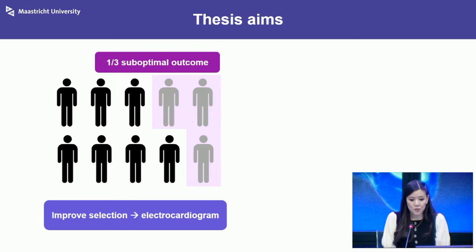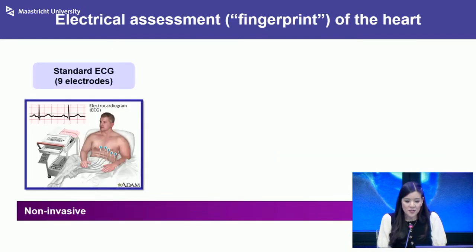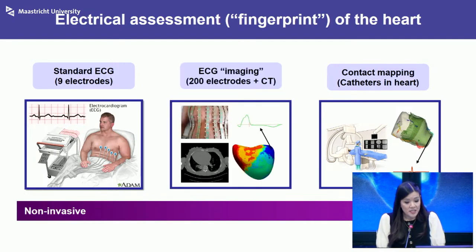To identify patients who benefit the most from cardiac resynchronization therapy, it is crucial to identify the underlying electrical fingerprint. There are various methods to characterize this electrical fingerprint, ranging from the well-known ECG, which involves the placement of 9 electrodes on the chest, to contact mapping, which is an invasive technique that involves the placement of catheters in the heart. ECG imaging is a more intermediate approach that involves approximately 200 chest electrodes, a CT scan, and a mathematical model that can reconstruct the electrical activity on the heart without really going inside the heart.